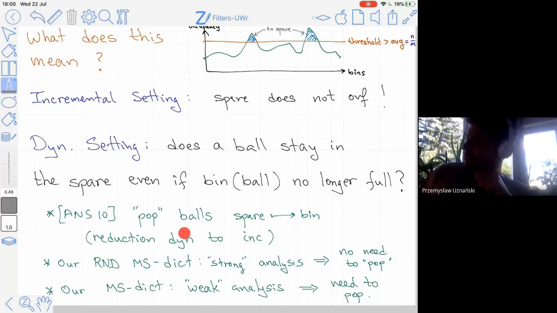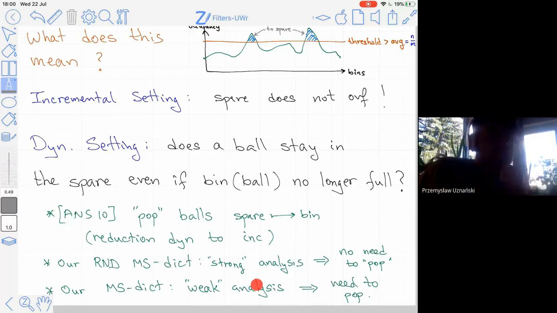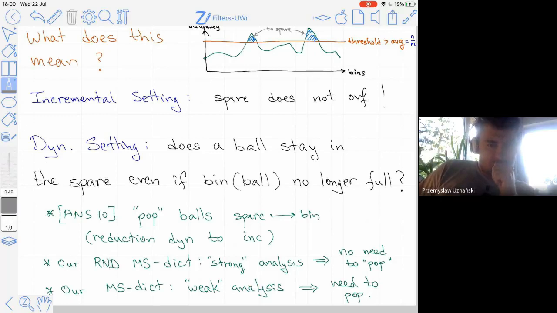So I do not know, I cannot tell you for sure that this had to be the case also in the multi-set dictionary, that you need to do these pops, but this is what we were able to get.